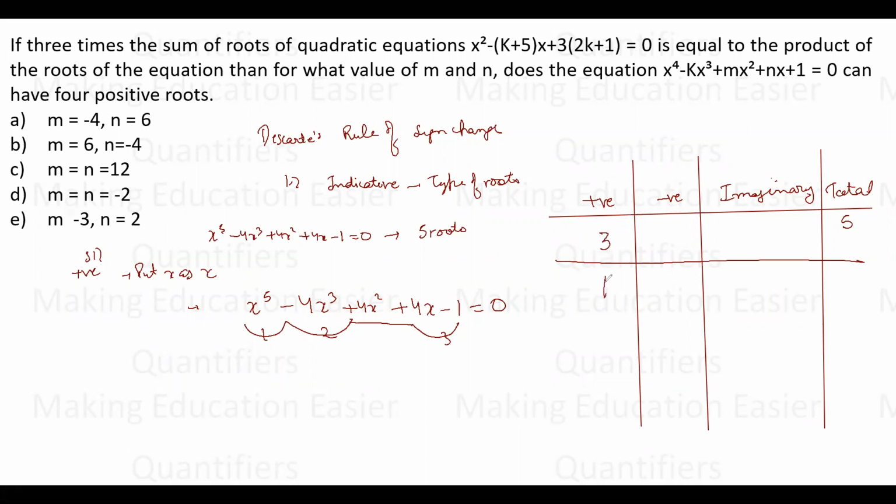या तो 3 पॉजिटिव रूट होंगे या 1 पॉजिटिव रूट होगा. एक तो जरूरी होगा, राइट? एक से कम नहीं हो सकते. But indicative है, एक भी हो सकते हैं और 3 भी हो सकते हैं. This is step 1. Step 2, put x as minus x.